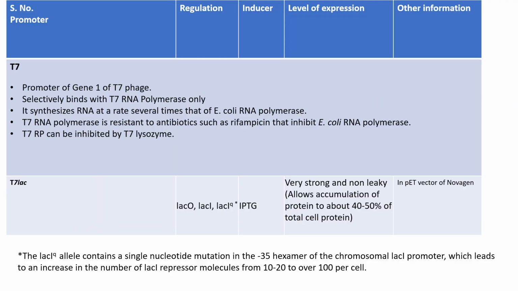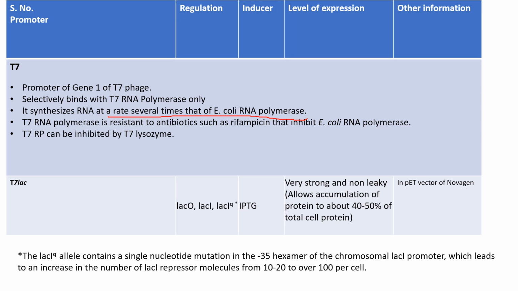T7 is a very important promoter of E. coli expression system. This is basically the promoter of gene 1 of T7 bacteriophage. This T7 promoter selectively binds with T7 RNA polymerase only. It synthesizes RNA at a rate several times that of E. coli RNA polymerase. So this is a very important promoter for a very high level of gene expression.